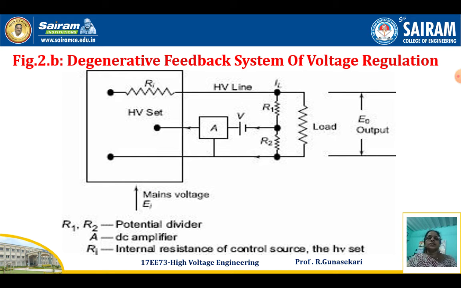Now you see the circuit diagram of the degenerative feedback system of voltage regulation. The circuit consists of the R1, R2 potential divider, capital A is the DC amplifier, and Ri is the internal resistance of the control source, that is the high voltage set. E0 is the output which is taken across the load.